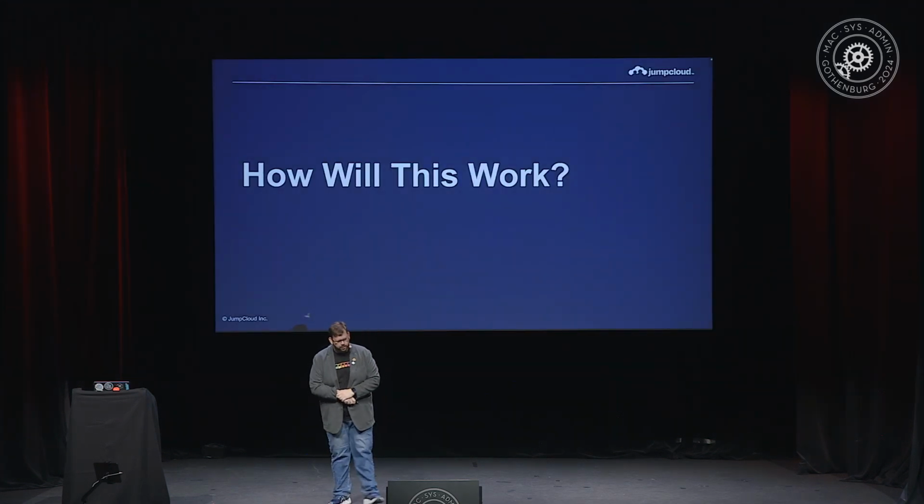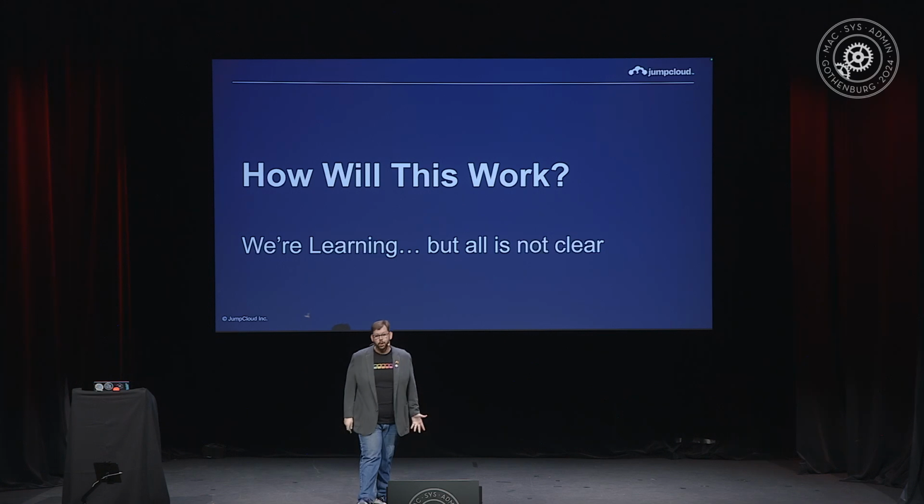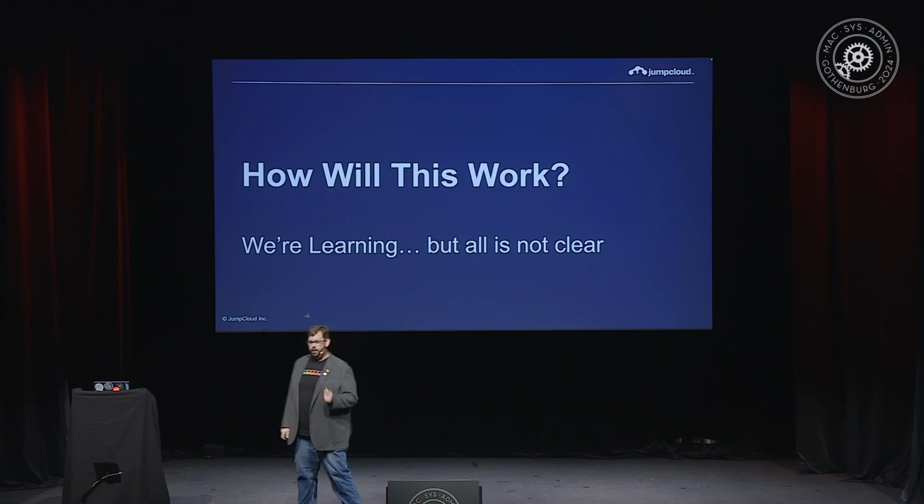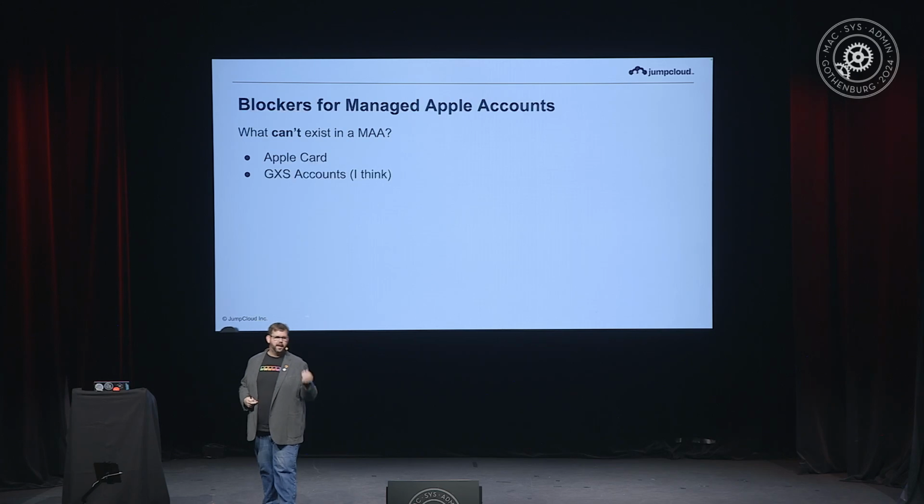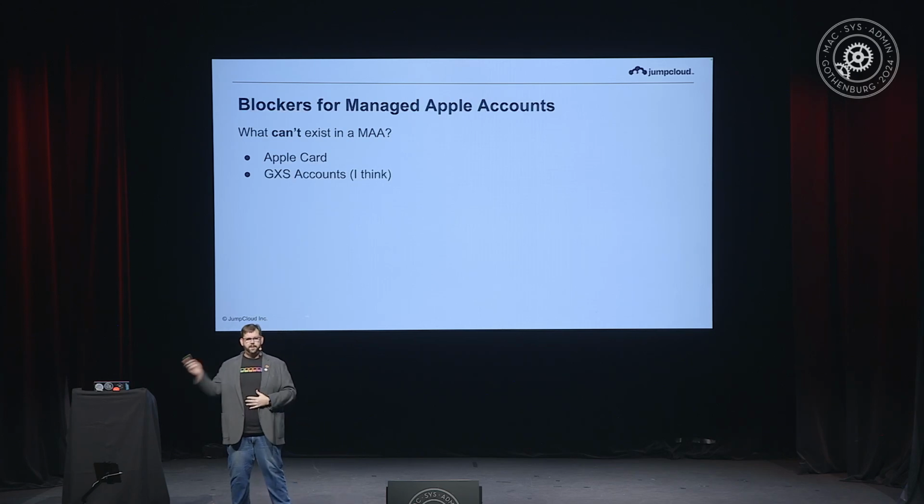So how will this work? We're learning, but all is not clear yet. We can now do those activation unlocks in Apple Business Manager and Apple School Manager, and yay, we all give that a huge round of applause because it's really awesome and it saves us a lot of time on the phone. So how will the processes here engage? How can we engage with them? We're still finding out. So there are some blockers that we can find for creating or for converting an existing personal account into being a managed Apple account.